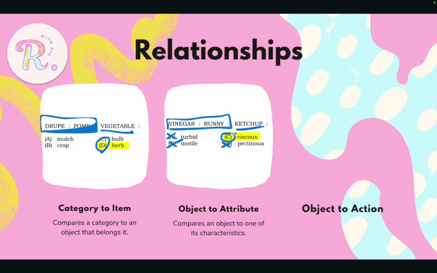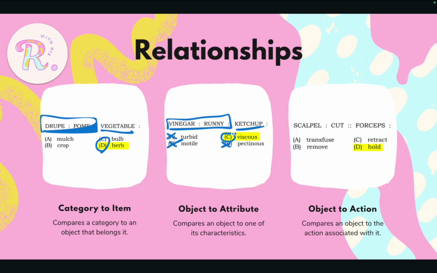Okay, next up. We have here object to action, basically just the function of an object. It compares an object with an action associated with it. We have here scalpel is to cut, as forceps is to blank. So scalpel is a doctor's surgical tool, okay, to cut through skin. So we already know from defining it that the relationship between the two is object and its function. So with that, you have to apply the same relationship to forceps. So what is the function of forceps?